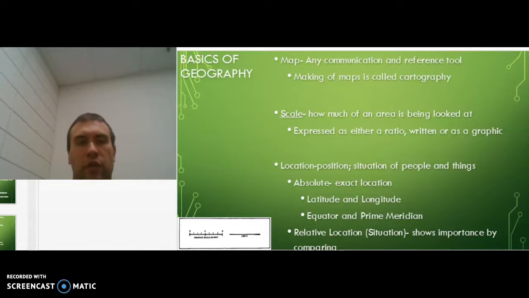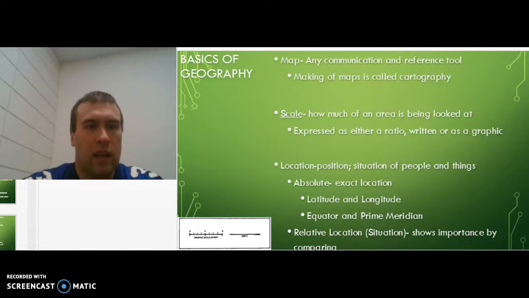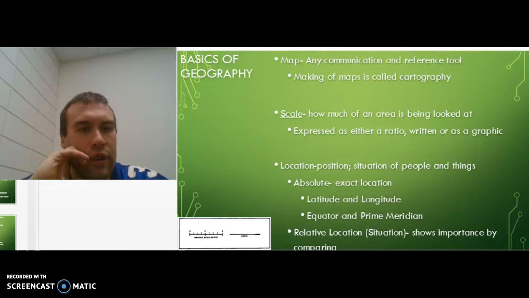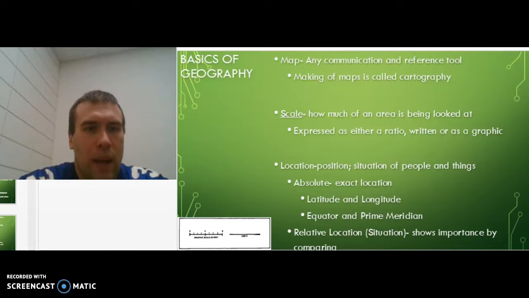Any communication or reference tool. You're just drawing in the sand, drawing little things in the dirt, putting things on a napkin, anything to a big famous map. That would work too. Anytime you're making a map, it's called cartography. You're going to see tons of maps throughout this class.